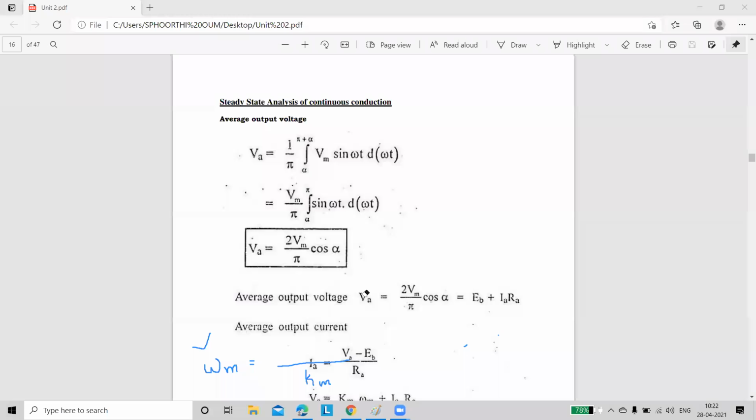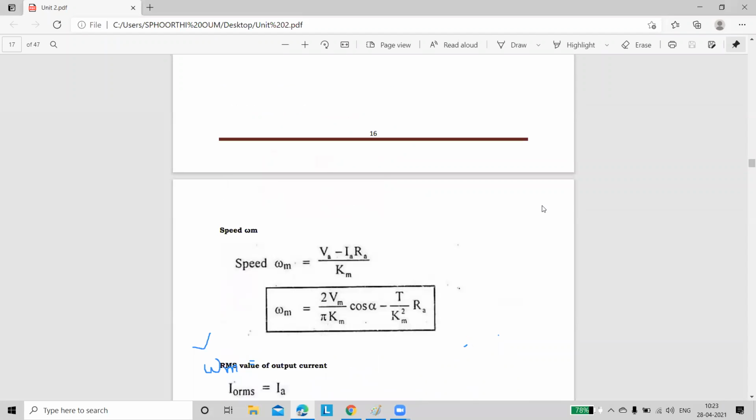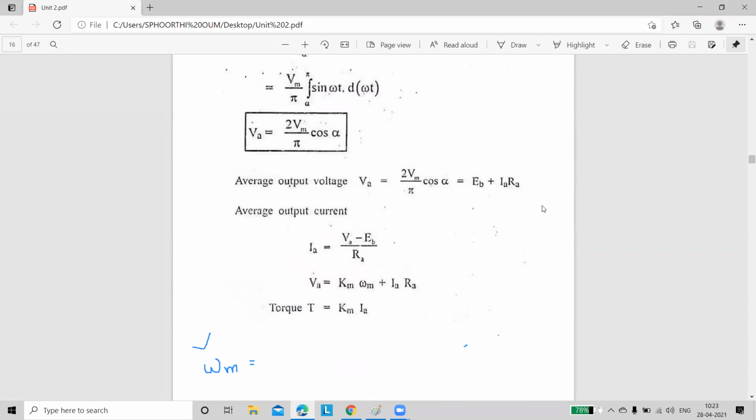Actually, what do you know by VA? VA is equal to EB plus IARA. From the motor, you are getting the formula of EB plus IARA. And from the rectifier, you are getting VA as 2Vm by pi into cos alpha. So from this expression, you are going to derive the formula for IA, where IA is VA minus EB by RA, from this above expression.